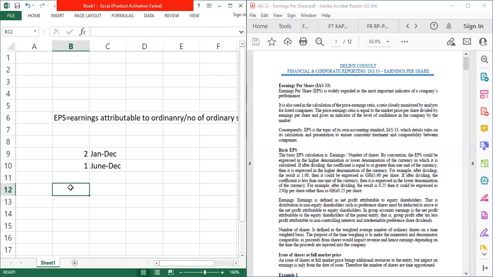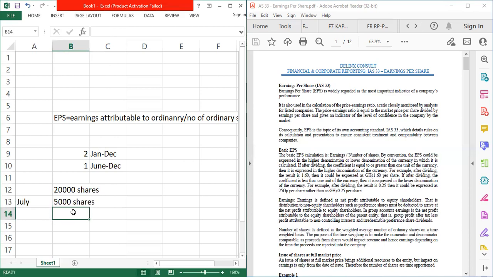Okay. So assuming that the entity has 20,000 ordinary shares at the beginning, and from July to December, they issue 5,000 ordinary shares. Let me put 5,000 ordinary shares. Okay, they issue 5,000 ordinary shares.